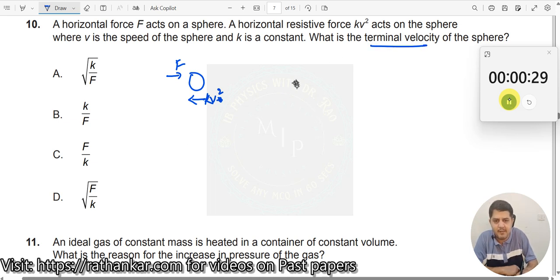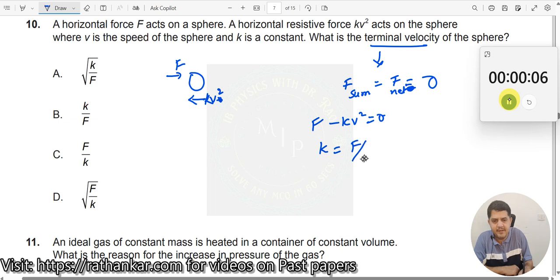What do you mean by terminal velocity? Terminal velocity is the velocity that occurs when the sum of all the forces is equal to 0. F net is equal to 0. What are the forces acting on the body? F here, and the drag force or resistive force in the opposite direction, so F minus Kv square is equal to 0. Therefore, K should be equal to F by V square.